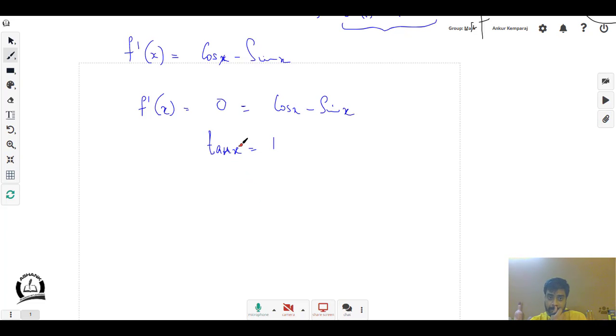Tan x is equal to 1 means the possible values of x are, one of them is of course pi by 4, and the other one should be in your third quadrant. So the other angle should be pi plus pi by 4, that is 5 pi by 4. These are your two critical points. Tan x is positive, so it can only exist in two quadrants, the first or the third. In the first quadrant, I write it as pi by 4. In the third quadrant, I write it as pi plus pi by 4.